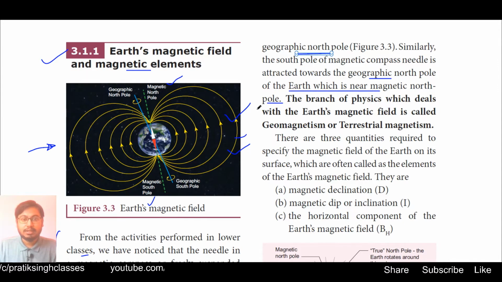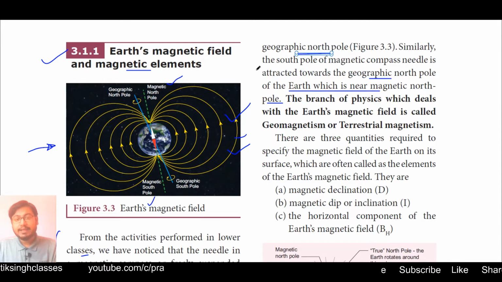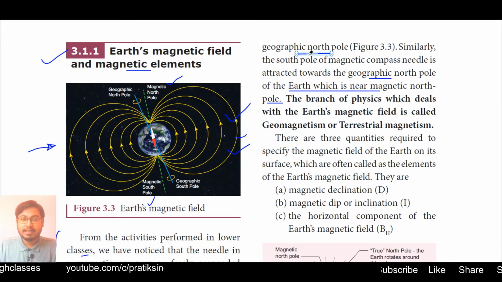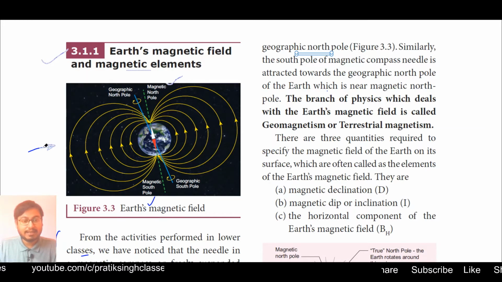We know very well that like poles repel each other and unlike poles, or different poles, attract each other. When we suspend a bar magnet in air freely, it comes to the north direction. That means the bar magnet's end which shows the north direction must have the south pole, and the end which is showing the south must be the north pole.